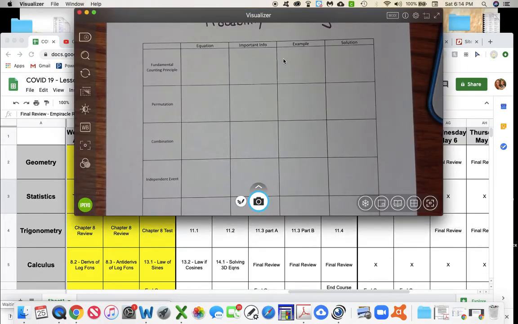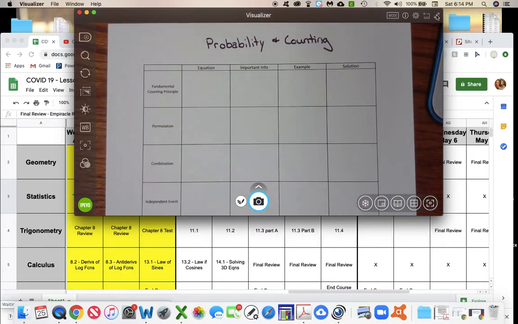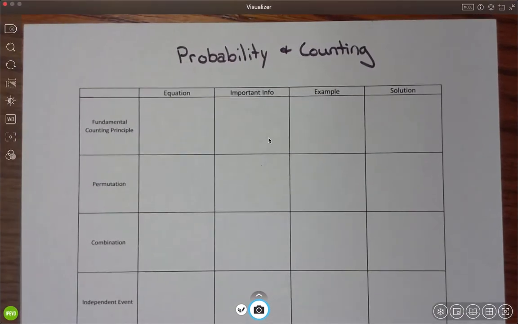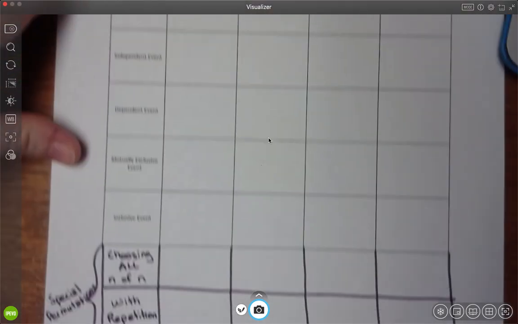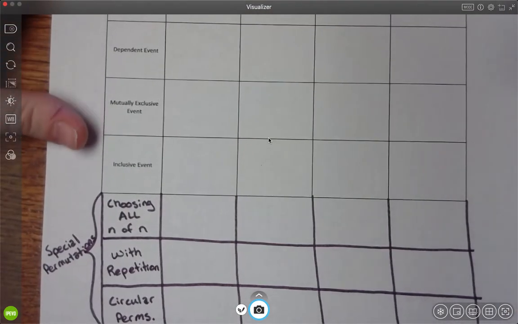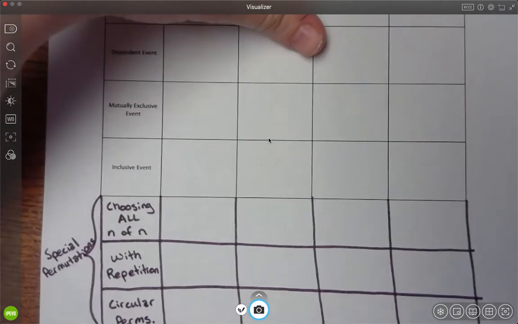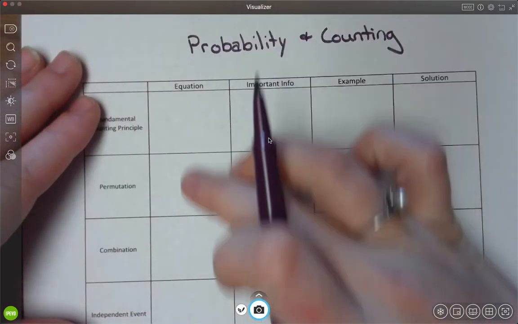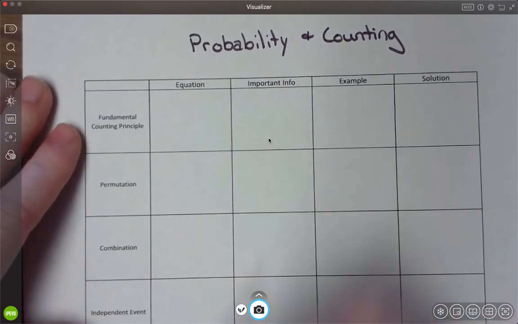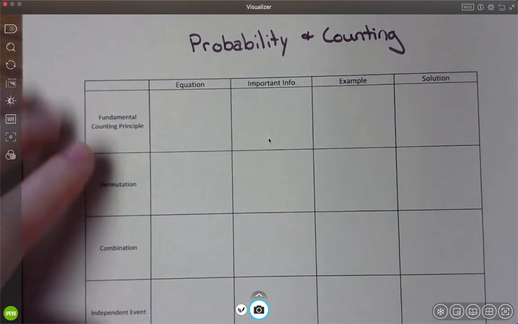Print this off if you haven't already, or contact me and I can print it for you. This is the probability grid that we're going to fill out for this section. We'll fill half of this out. I do have a section that I want you to add to the bottom here, and we'll get to that. For this video, we're going to go over these first 3 on the top, and then I have 3 sections that I want to add to the bottom, which talk about permutations, because there's more than one type of permutation.